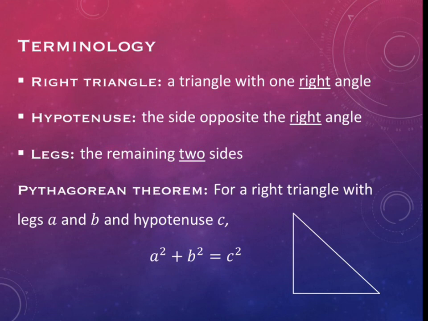Right triangles are triangles that have one right angle. The hypotenuse is the side that's opposite the right angle. And then the legs are the other two sides.